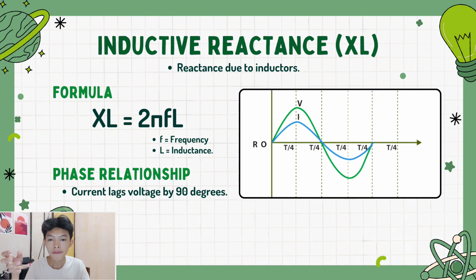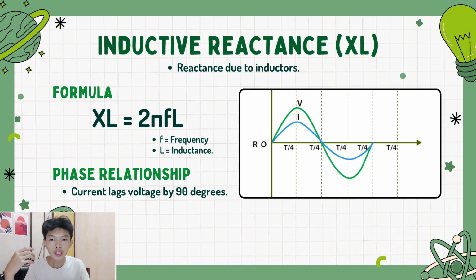So we have the formula. Again, we use the formula to find the XL, which is 2 pi FL, where F is the frequency, or how fast the wave is, and L is the inductance, how much coil we have. Now, for the phase relationship, in an inductor, the electricity wave or the current is a bit slow and lags behind the voltage wave by 90 degrees, like it's playing catch up. Okay, so as we can see in the diagram.